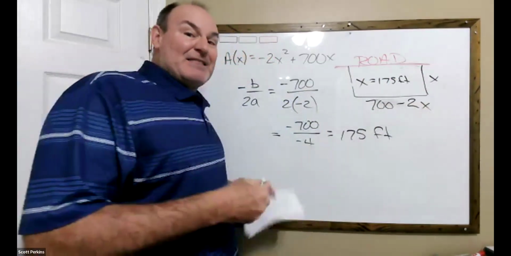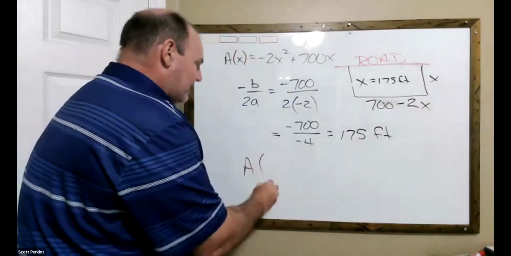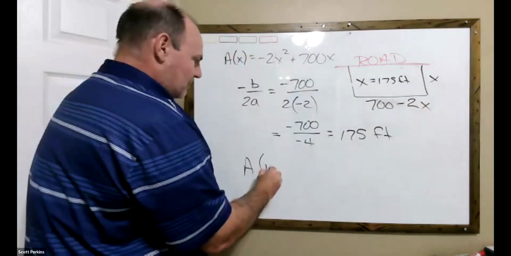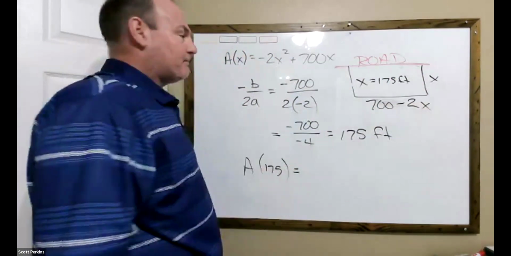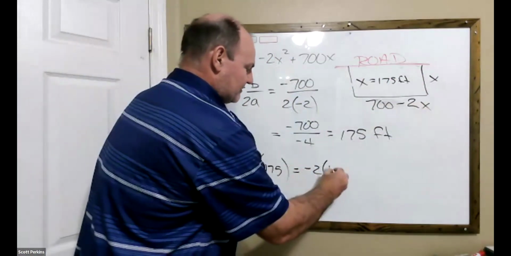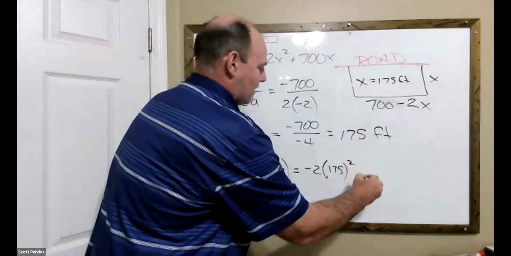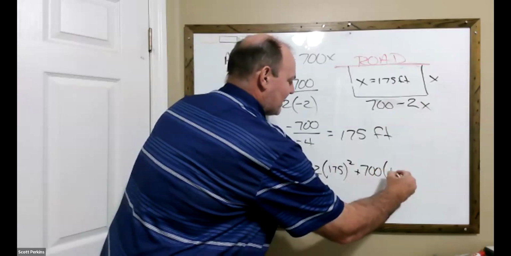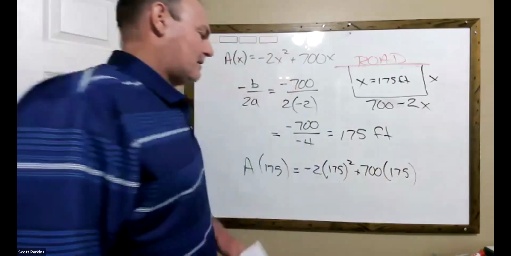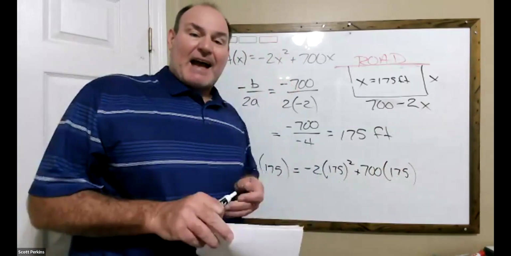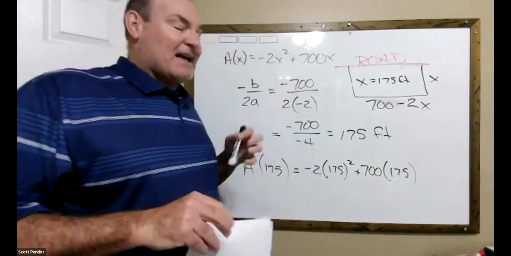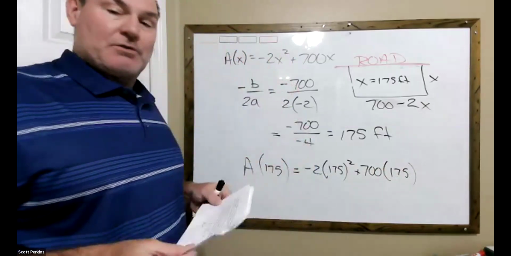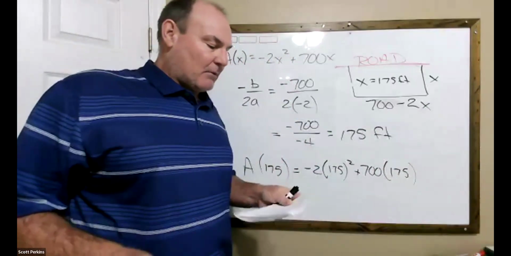And then finally, to find the maximum area, you're going to take your area function right there and plug in 175. And so that's negative 2 times 175 squared plus 700 times 175. And once you do that, that gives you the area that is maximum under these constraints. Okay, that's the first problem that was sent to me.